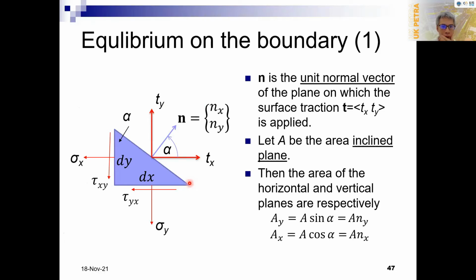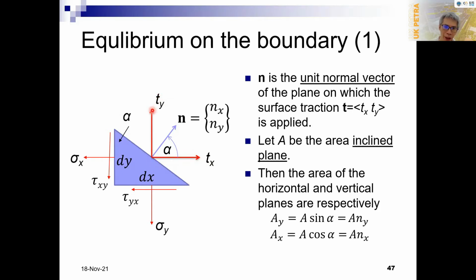Okay, let's now consider the equilibrium on the boundary along an oblique boundary. Let n be the unit normal vector of the plane on which the surface traction T, with components Tx and Ty, is applied. So we have surface traction along this oblique boundary, in this direction.